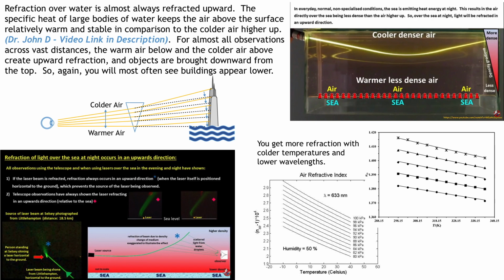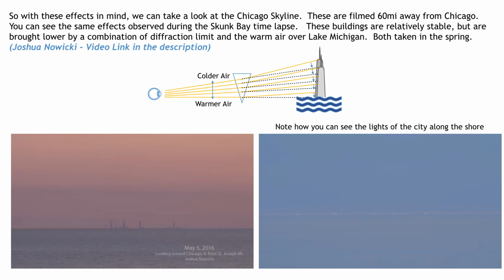So as a way to kind of summarize this, you get more refraction with colder temperatures and lower wavelengths. And so let's say the blues and those kind of wavelengths are going to be refracted more, as well as colder temperatures, versus the reds and the warmer temperatures that are going to be refracted less.